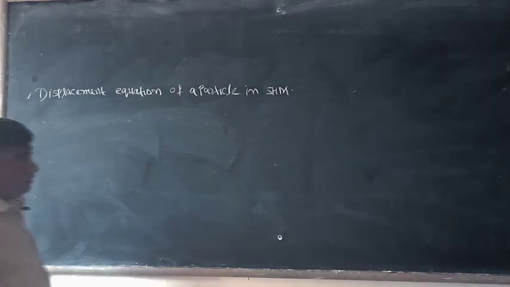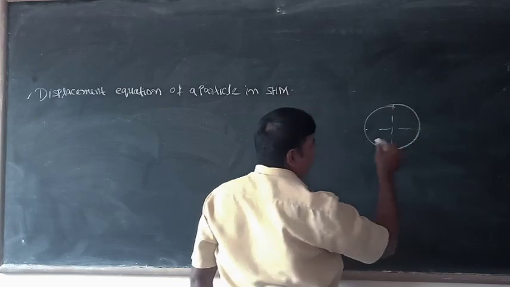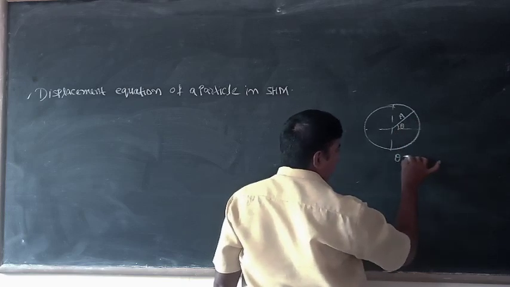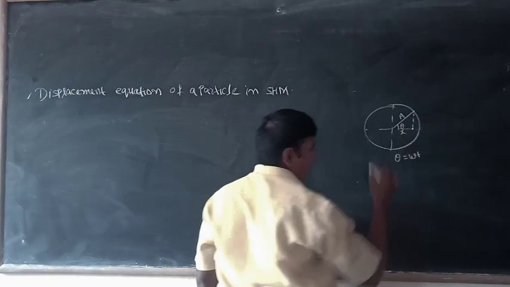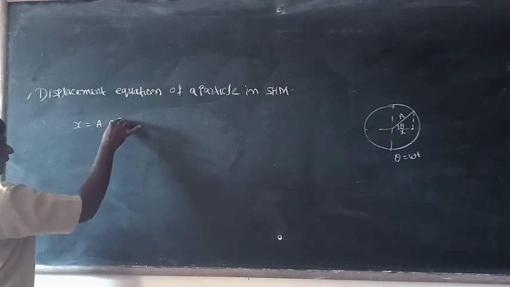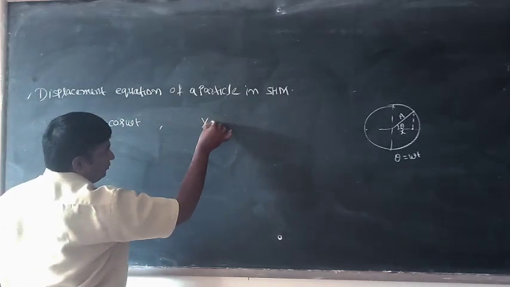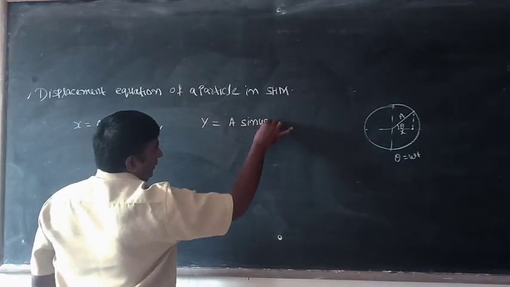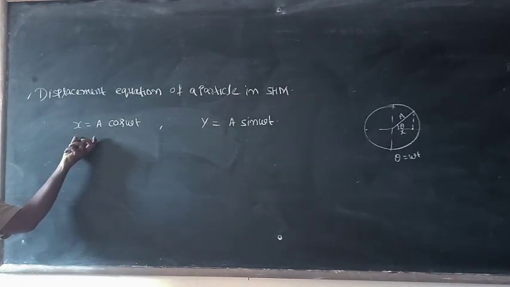If you remember from the previous class, whenever a particle is moving in uniform circular motion, with amplitude A and angle theta, we proved theta is equal to omega t. With the help of this, the projection along the x-axis is x equals A cos omega t, and in terms of displacement along the y-axis, y equals A sin omega t. So this is the displacement equation of a particle in SHM.